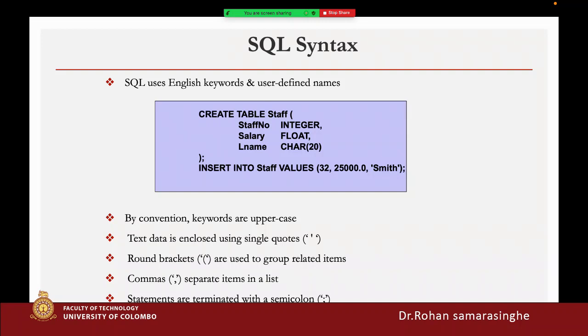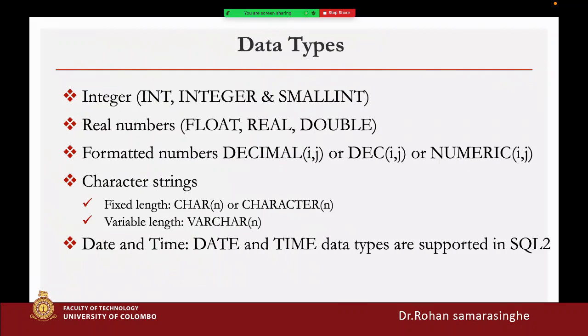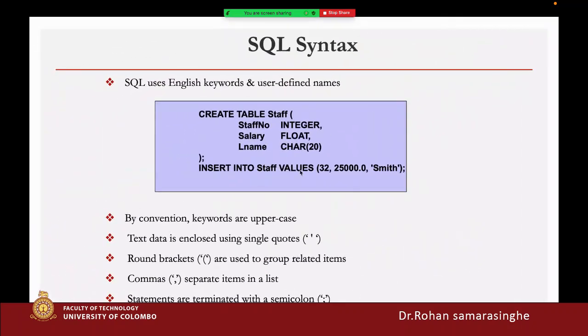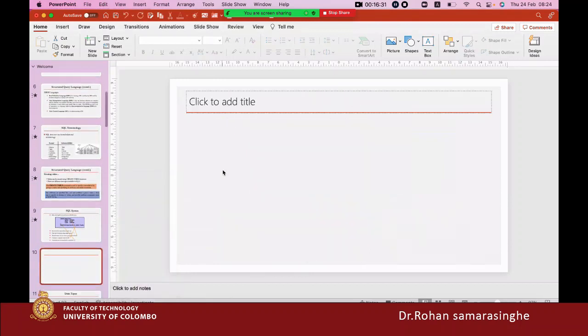I will explain using this. Statements are terminated with the semicolon, values are enclosed, and commas separate the items in the list. Here in this case we can see like this. If you see in this one, I will explain.